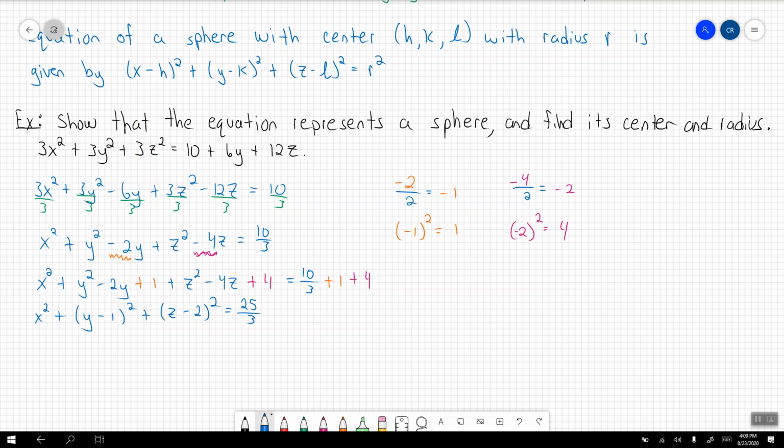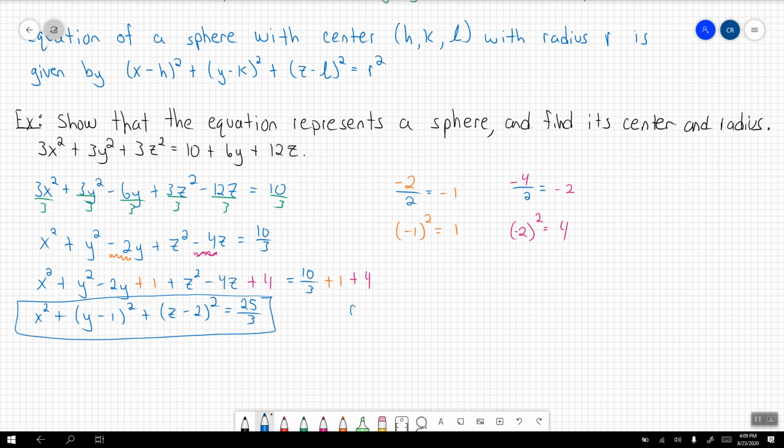Looking good so far. At this point in time, we can now see that this equation is the equation of a sphere. So we're actually done here. This is our final answer. But we also need to identify what is the center and what is the radius.